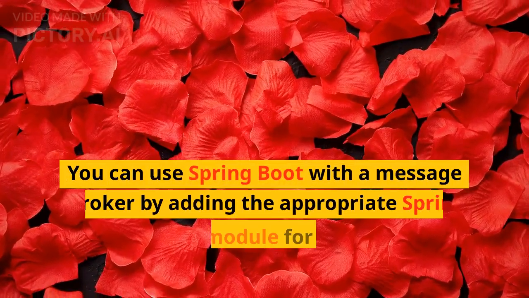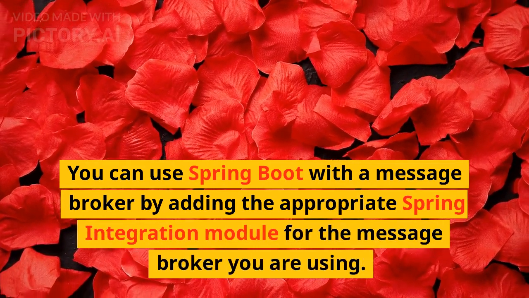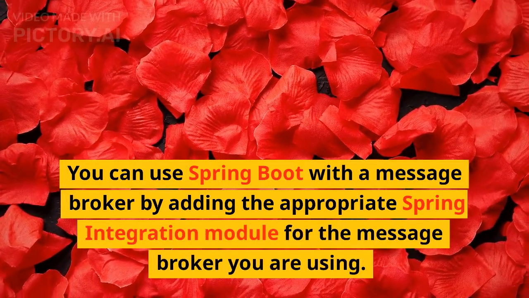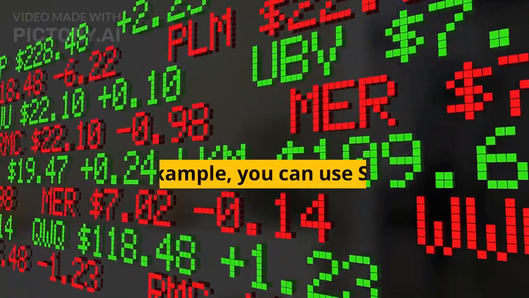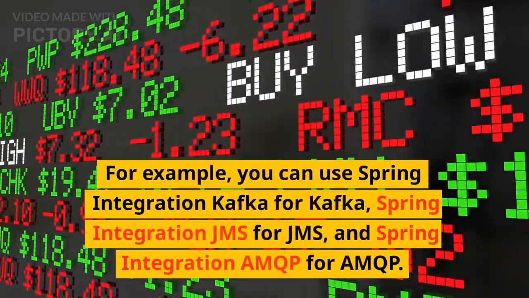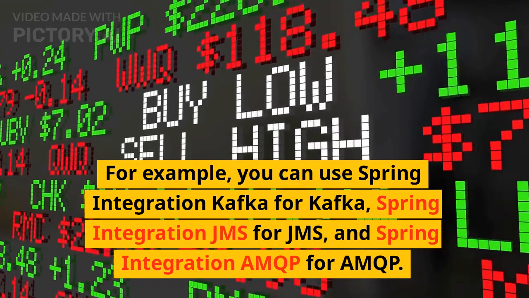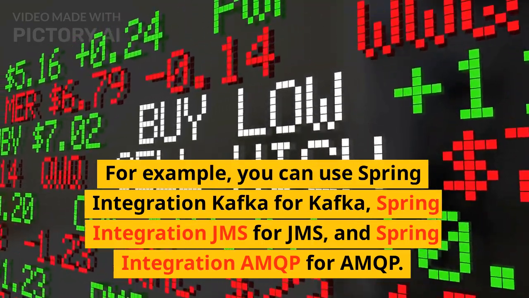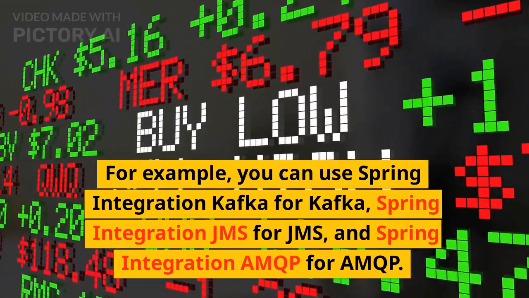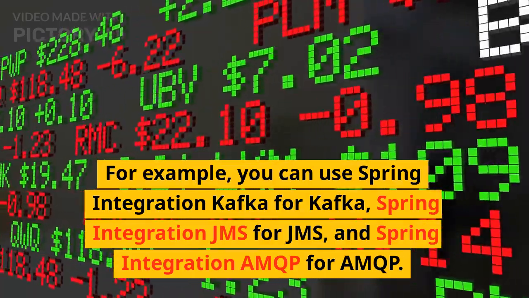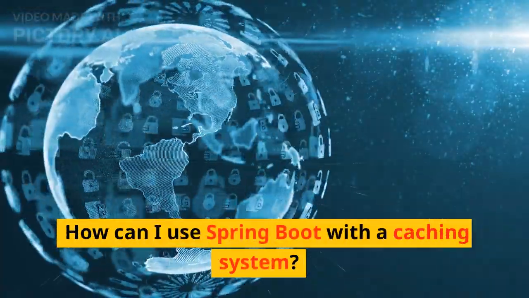You can use Spring Boot with a message broker by adding the appropriate Spring Integration module for the message broker you are using. For example, you can use Spring Integration Kafka for Kafka, Spring Integration JMS for JMS, and Spring Integration AMQP for AMQP. How can I use Spring Boot with a caching system?